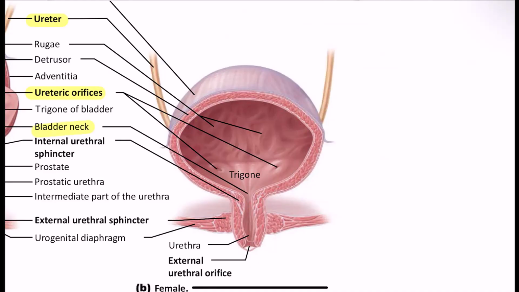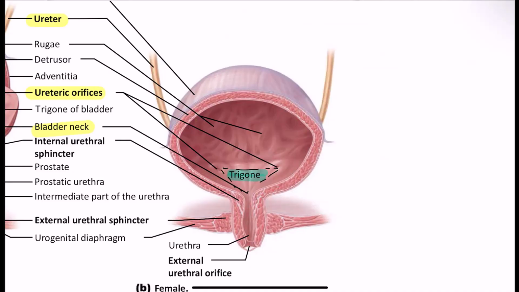All of these form this kind of triangular region. That triangular region has a special name. It's called the trigone. I'll highlight it in blue. So the trigone region. And the trigone region is clinically important because that's where a lot of infections hang out, just because it's kind of a flatter portion there.